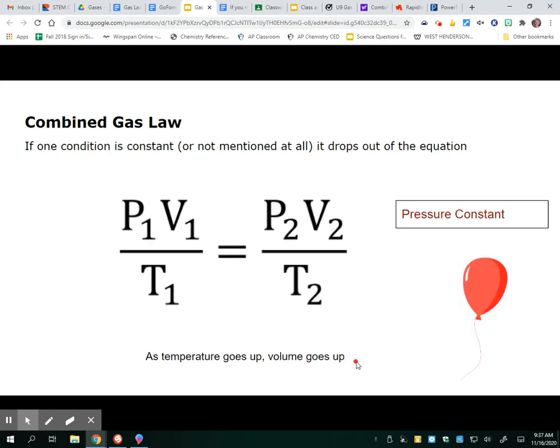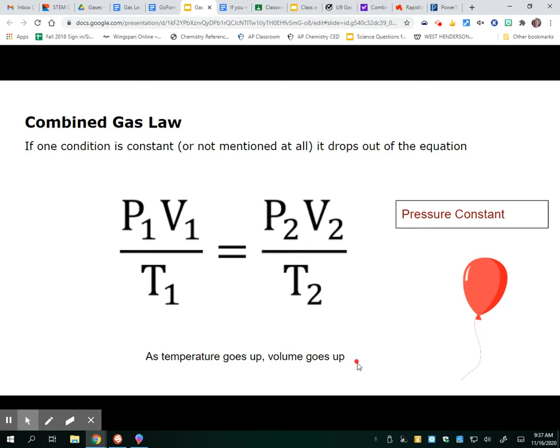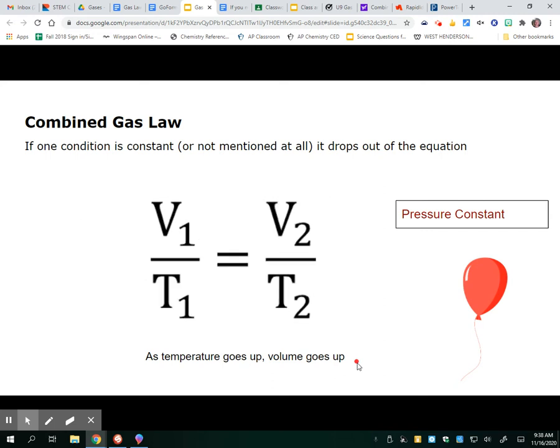Our next condition being constant would be pressure being constant. Usually this is probably the most realistic of all of the gas laws. You'll run into this particular gas law where pressure is constant many times in your life because as I said before, we kind of live our lives under constant pressure. Now, pressure is constant, it's going to drop out, and this would be what your equation ends up looking like.